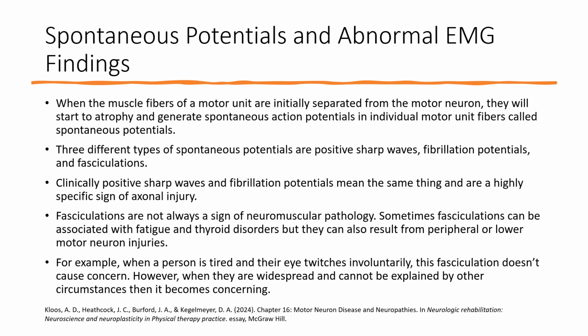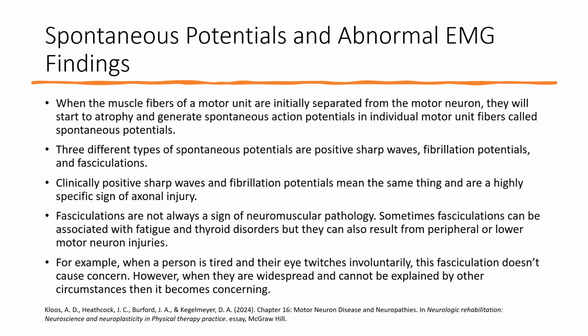So now we'll talk about spontaneous potentials and abnormal EMG findings. When the muscle fibers of a motor unit are initially separated from the motor neuron, they will start to atrophy and generate spontaneous action potentials in individual motor unit fibers, called spontaneous potentials. There are three different types of spontaneous potentials: positive sharp waves, fibrillation potentials, and fasciculations.